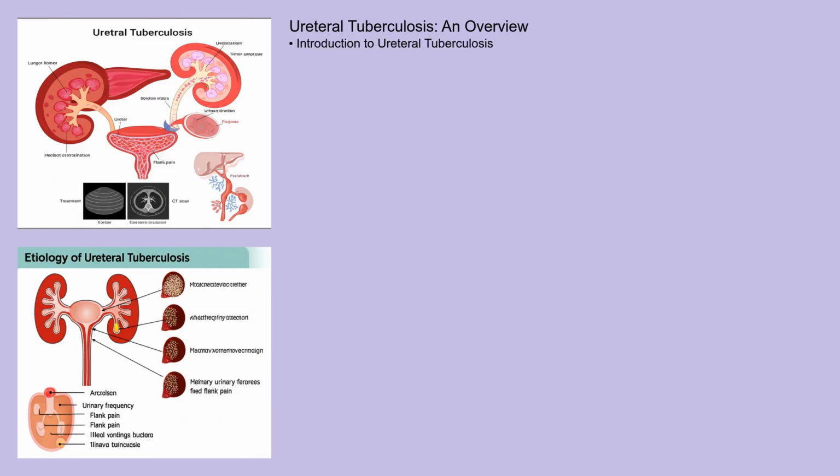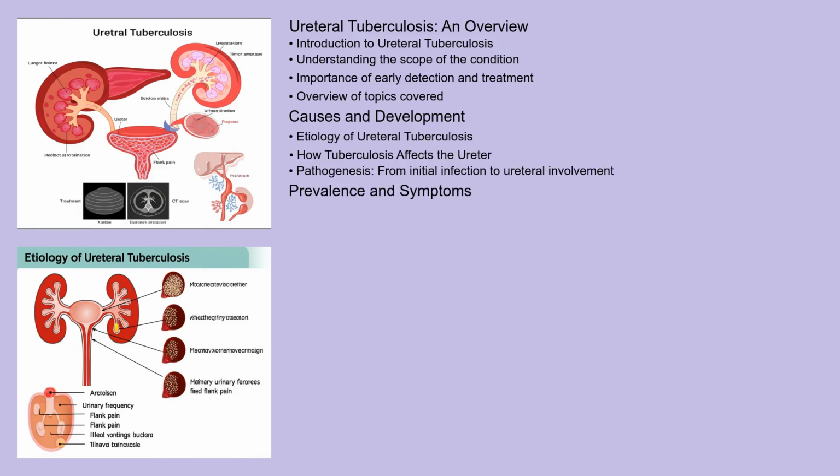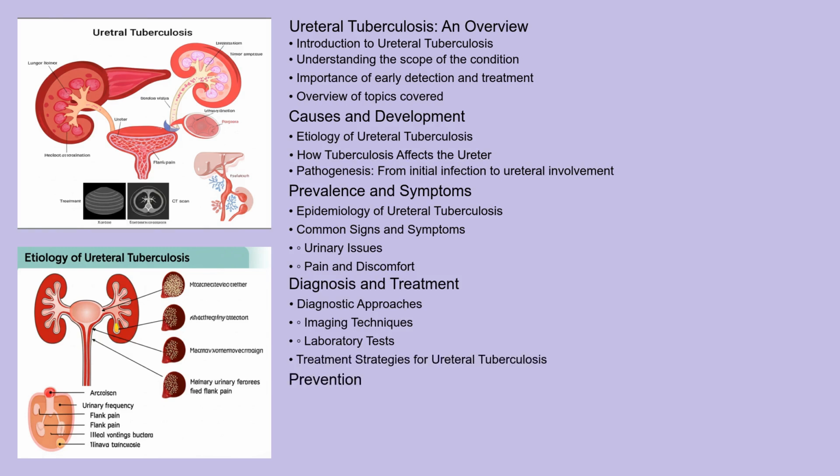Welcome to this video, where we'll delve into ureteral tuberculosis, a serious and often overlooked manifestation of tuberculosis affecting the urinary system. We'll explore its causes, how it develops, its prevalence, the telltale signs, diagnostic methods, treatment strategies, and ways to prevent it. Join us as we unravel the complexities of this condition.